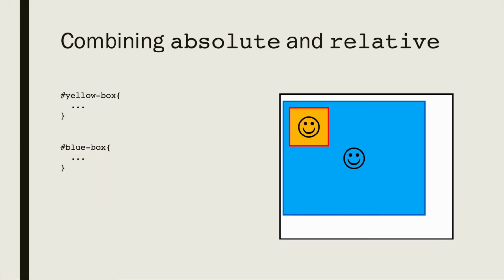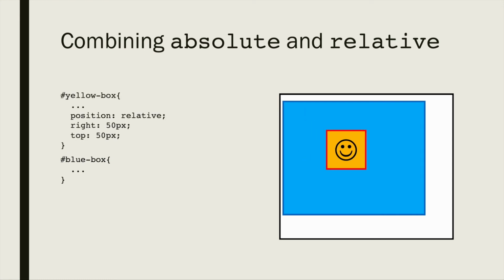So let's combine the absolute and relative, because you can do both, but not in the same element. One has to overwrite the other. So let's take this nice example of this blue box and this yellow box. The yellow box we'll start with first.